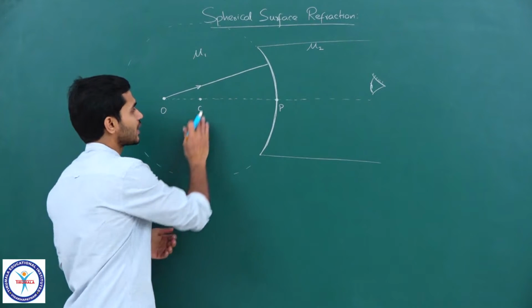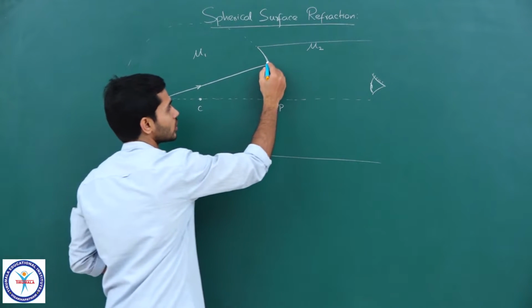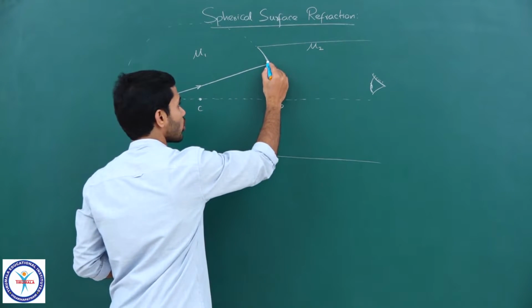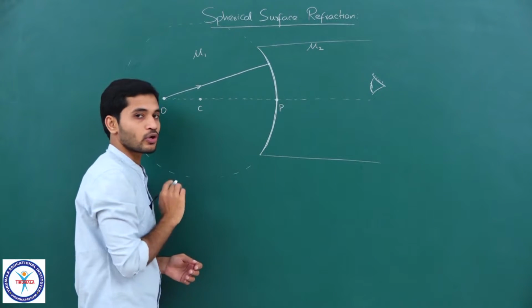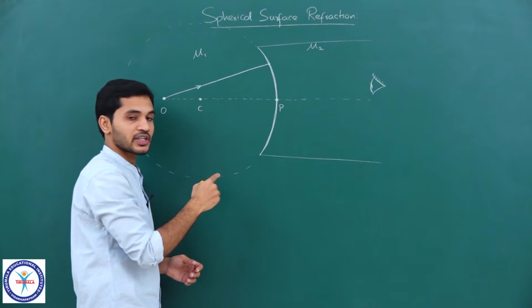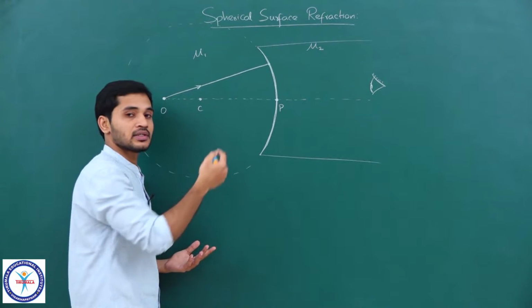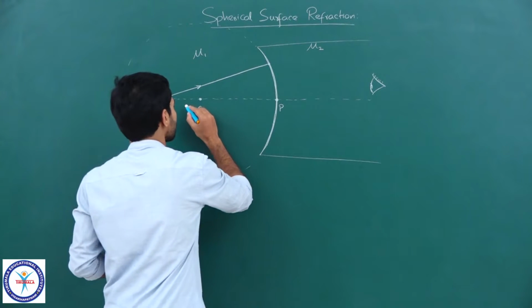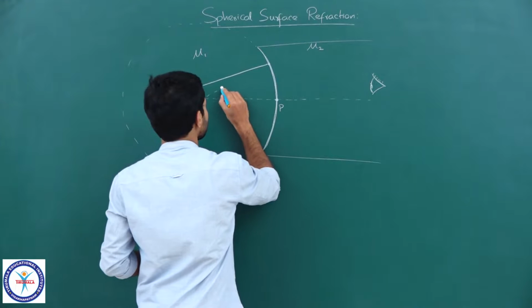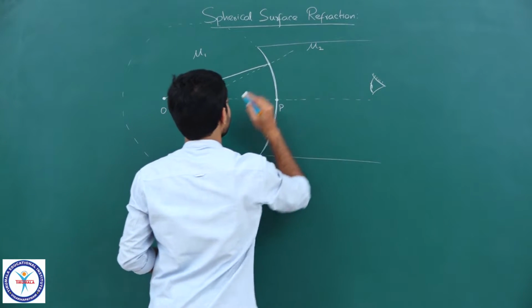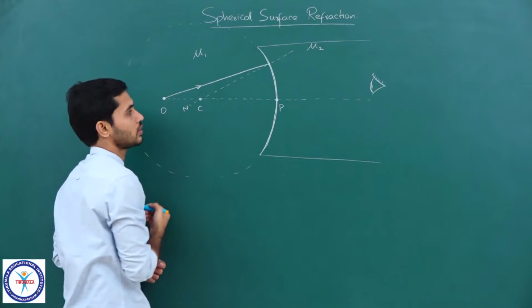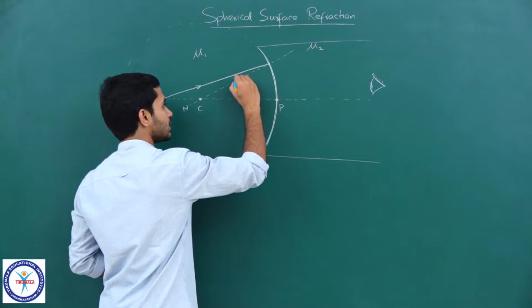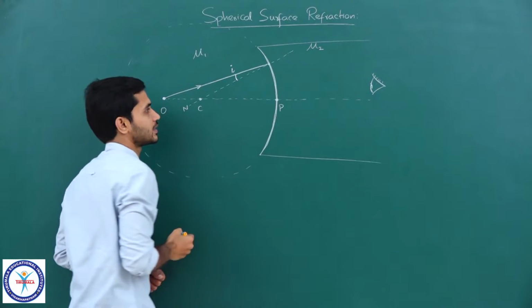To understand that, we need to know the normal at this particular position. When I draw a normal to a spherical surface, you all know the idea: that normal should pass through the center of curvature, correct. So, the normal will be like this. If this is the normal, this angle here will be the angle of incidence.